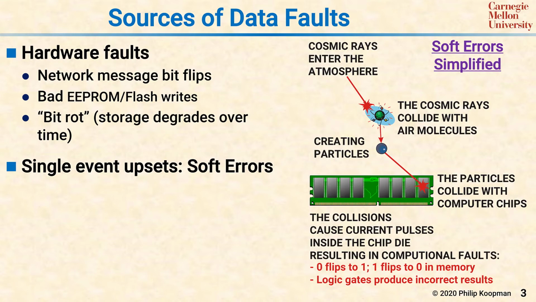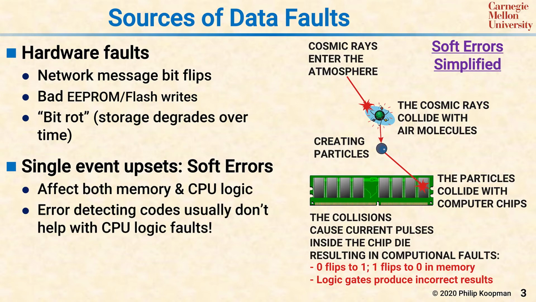They will also change the value of computations in flight in logic gates. So soft errors can not only corrupt values stored in memory, but also cause something like an adder to once in a while produce the wrong addition result. These affect both memory and CPU logic. Any gate in the computer chip can be affected by this and produce a wrong answer once in a while.